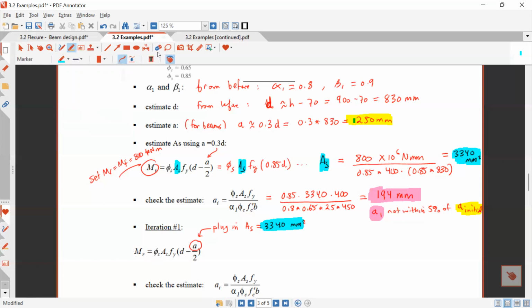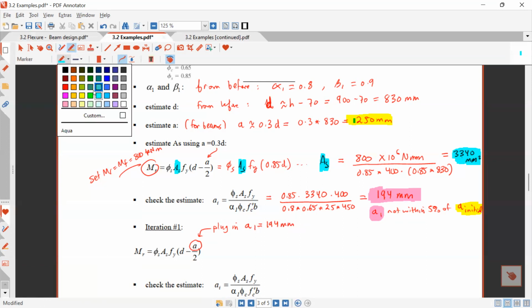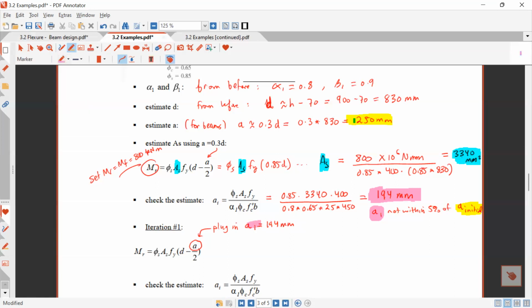Sorry, I made a mistake here. I don't plug in the AS. That doesn't make sense. I'm going to plug in A1, which is 194 millimeter. Sorry about that. So we're going to plug in this A1 of 194 millimeter into here. Then I'm going to solve for AS again.